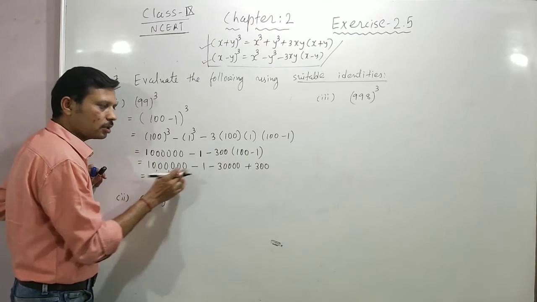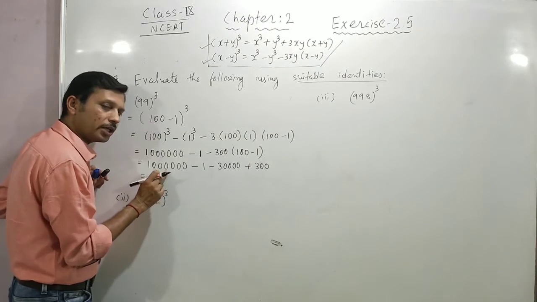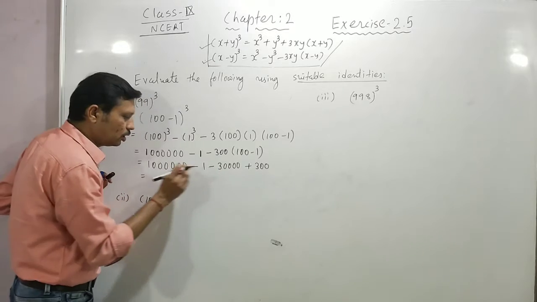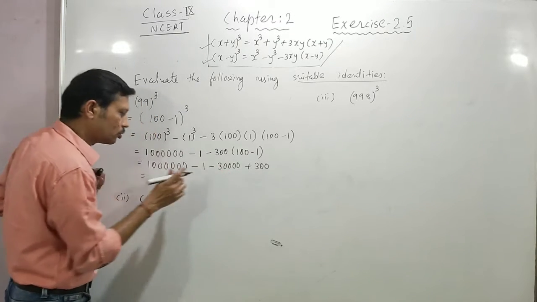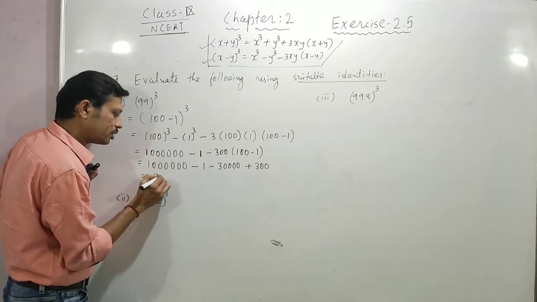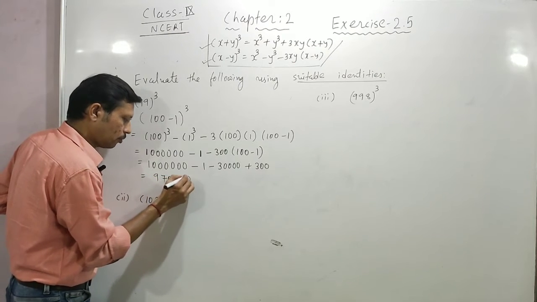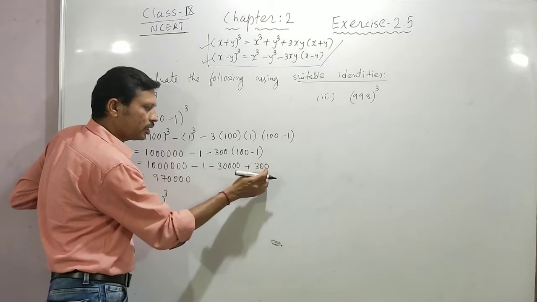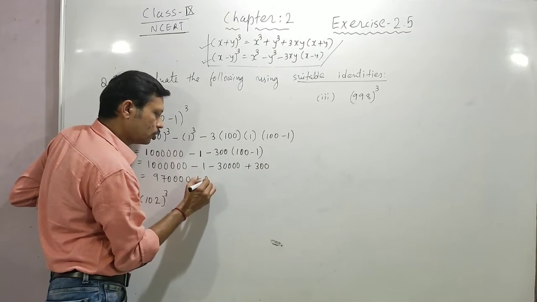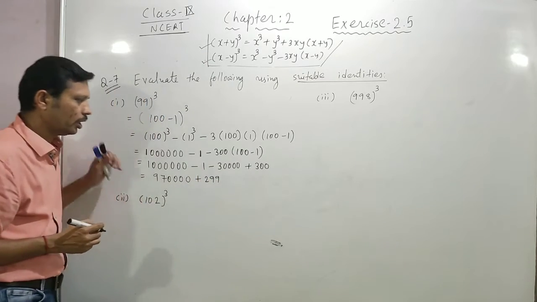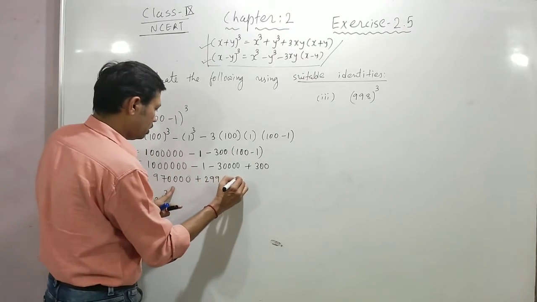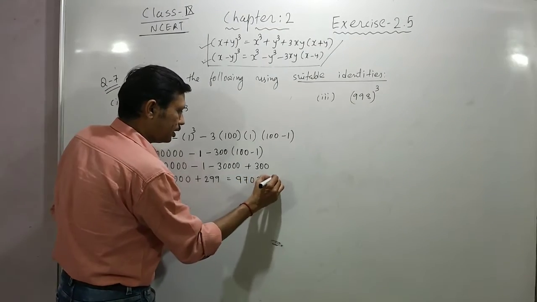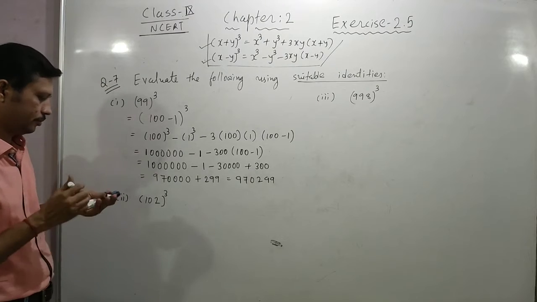Okay, from the 10 lakhs, we will subtract the 30,000. From the 10 lakhs, when I subtract the 30,000, it will be 9 lakhs 70,000. This subtraction is done first. Then after that, 300 minus 1, it will be plus 299. And after that, we will add it. So it's 9 lakhs 70,299. This one will be our final answer. Clear?